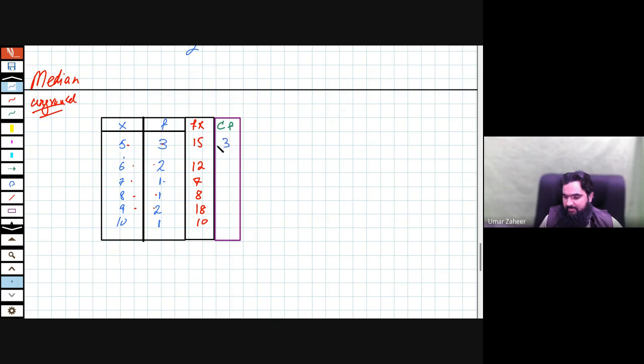The first one is 3, 3 plus 2 is 5, 3 plus 2 plus 1 is 6, 3 plus 2 plus 1 plus 1 is 7, 7 plus 2 is 9, 9 plus 1 is 10. So look here, we have to write the frequency, but this frequency is known as cumulative frequency. We just have to add the frequencies one by one. So this column is known as the cumulative frequency.